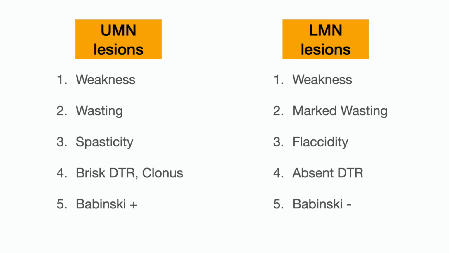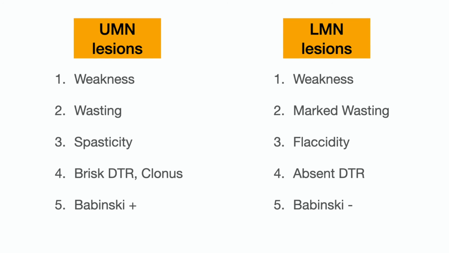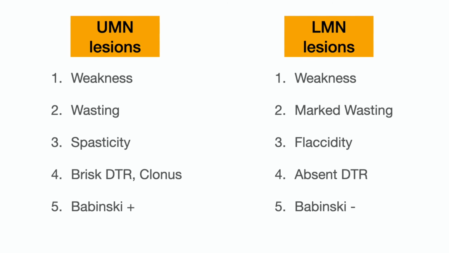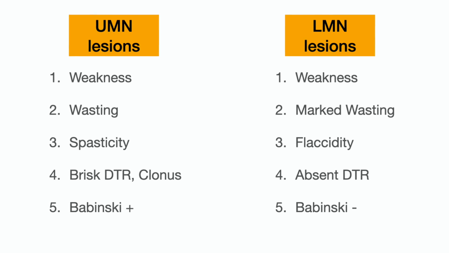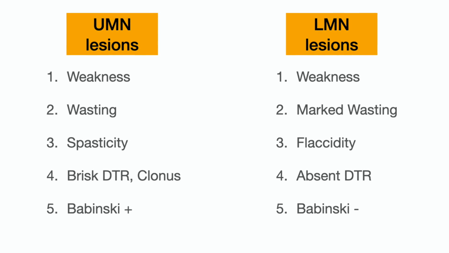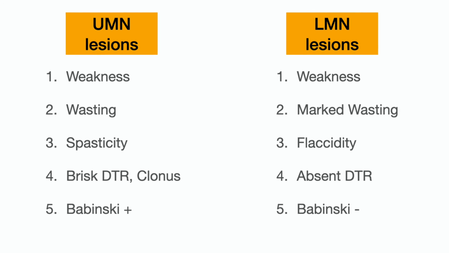Lower motor neuron signs include excessive wasting, flaccidity, suppressed or absent deep tendon reflexes, and a flexor plantar response or a negative Babinski sign.